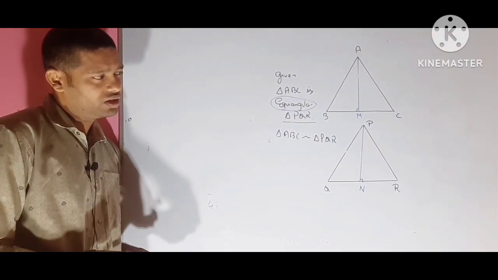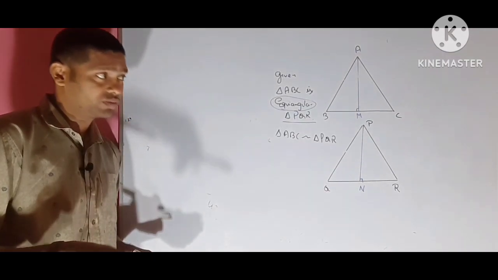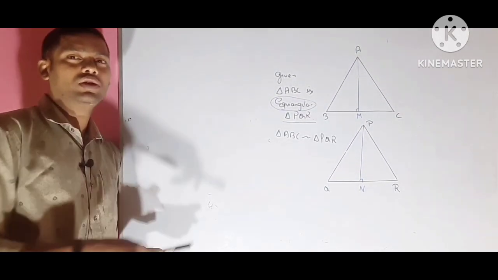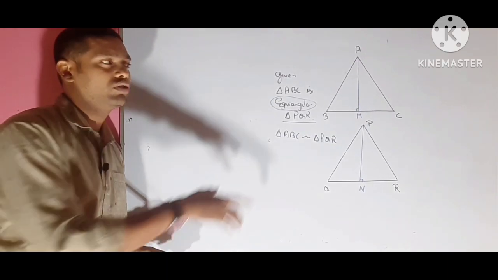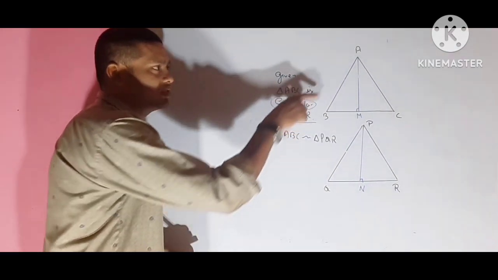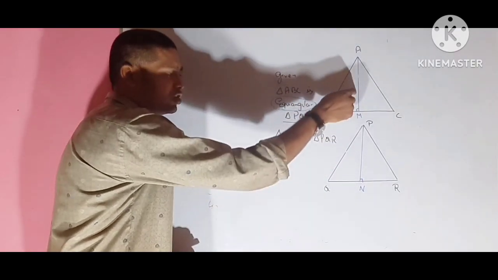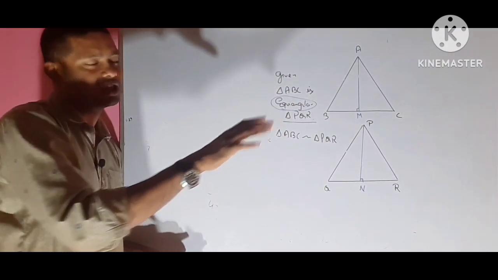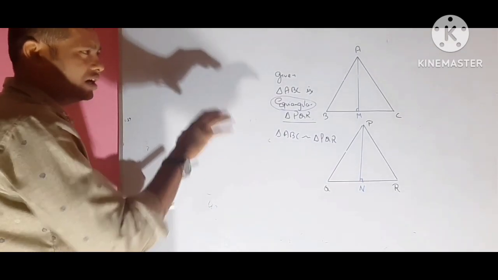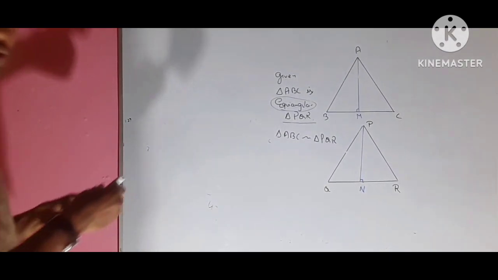What do we have to find out? They are saying that the ratio of the corresponding sides of the two triangles will be equal to the ratio of the corresponding altitudes. Means the ratio of these two sides equals the ratio of these two altitudes. You have to prove it. Sir, you write and show what I have to prove. Okay, let me show you.